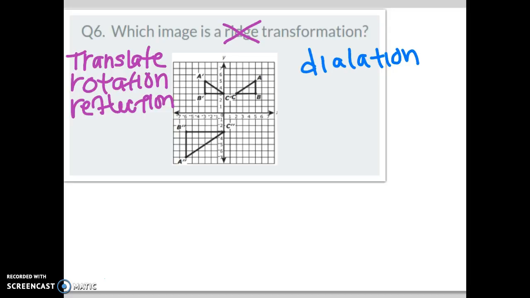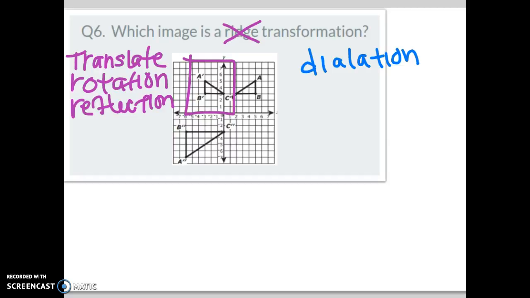So, all we're looking for is the purple and not the blue. Which image is a rigid transformation? That would be this image here. And why is that image the rigid transformation? It preserved the length of sides. This was 3, this is 3. This was 2. This side was 3, this side was 3. This side's 2, this side's 2. Here's your hypotenuse, here's that hypotenuse. So A prime, B prime, C prime is the rigid transformation.